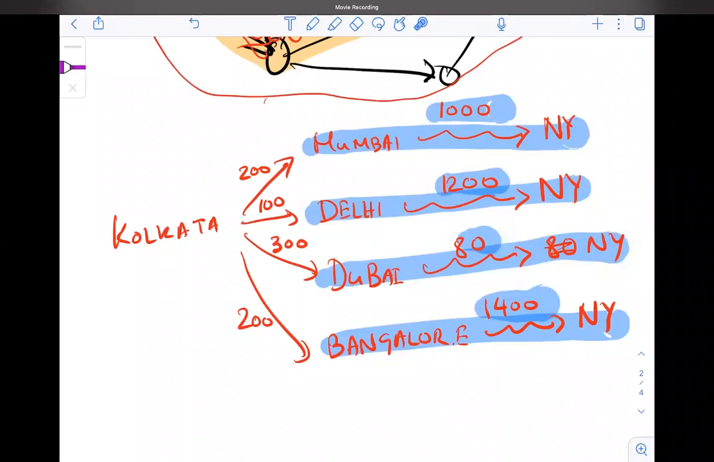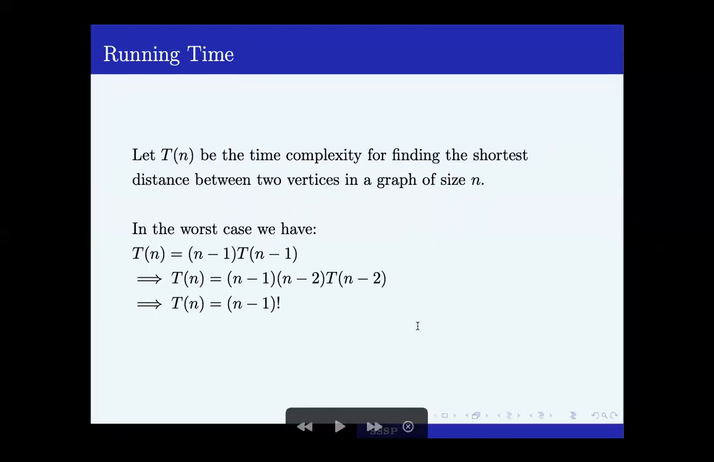Or maybe the shortest path from Mumbai to New York is actually going through Mumbai to Delhi and Delhi to New York. And again, Delhi to New York is being calculated multiple times, right? It's true that all these computations are being done in one vertex less, but the same pair of vertices is being studied multiple times.